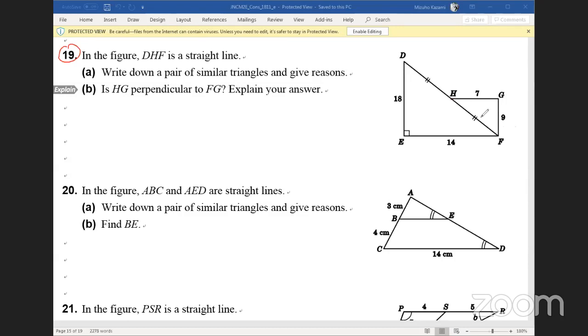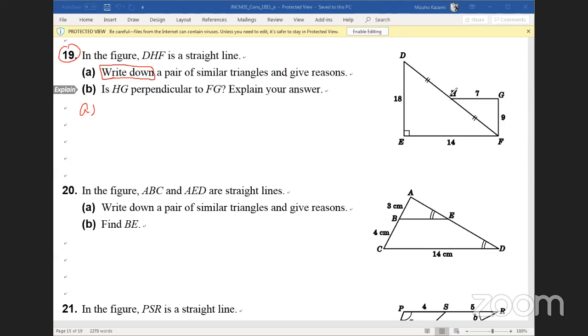DHF is a straight line. Write down a pair of similar triangles and give reason. Now, if you are just asked to write down, usually you may not need to write detailed steps, and then give reason. It means you just find the reason by looking at it, by observation. But of course, if you know how to write the detailed steps, it will be very good. Can you find a pair of similar triangles?